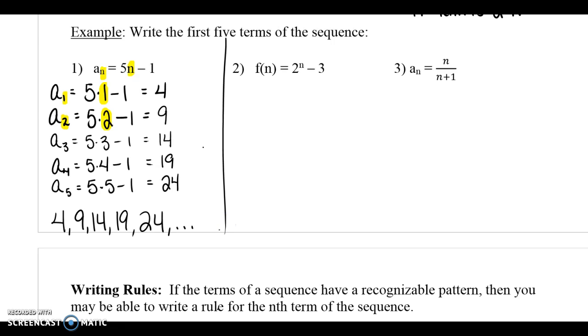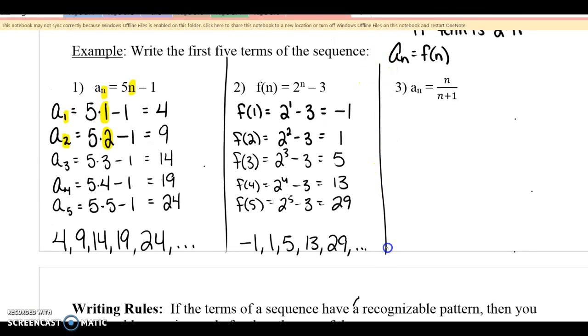All right, try number 2 on your own. The weird thing about number 2 is that they use f of n instead of a sub n. A sub n and f of n mean the same thing. So the first term would be f of 1, and you're plugging 1 in for n. So take a moment and find the first 5 terms by plugging in the numbers 1 through 5. This sequence doesn't have quite the easy pattern that the other one has because there's that exponent, but the sequence should be -1, 1, 5, 13, 29, dot, dot, dot.